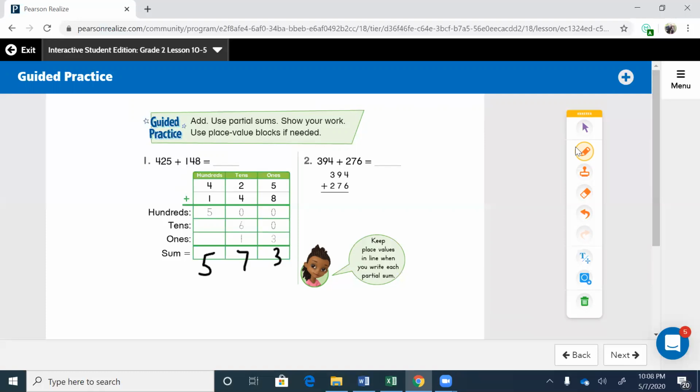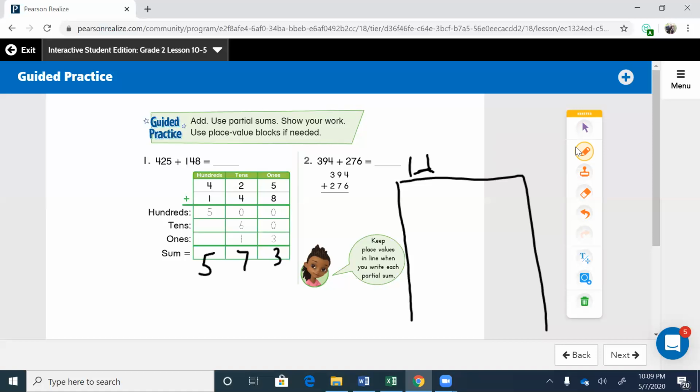Okay, so it looks to me like they do not want us to draw it. Let's see here. 425 and 148. Okay. All right, so it's going to look a little different. We're not drawing the place value blocks this time.